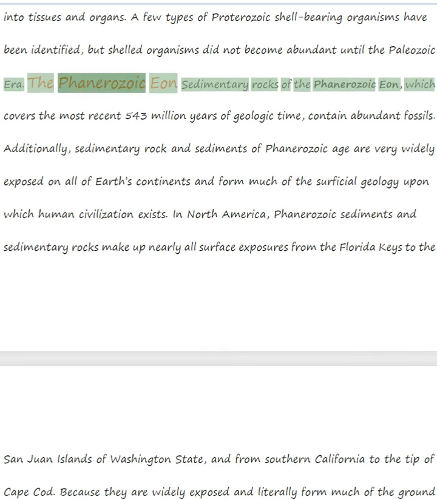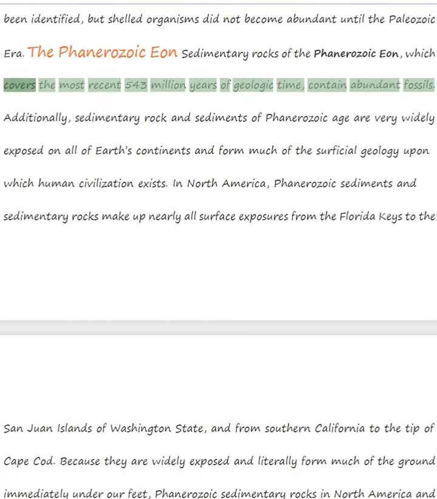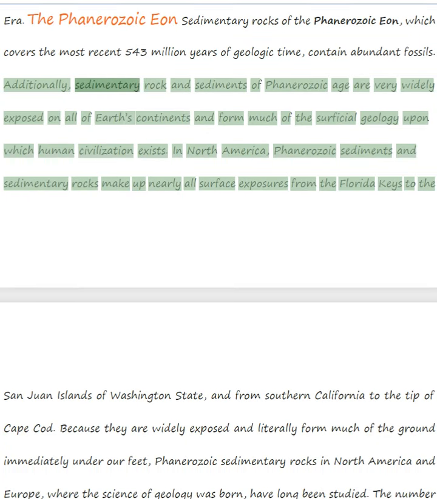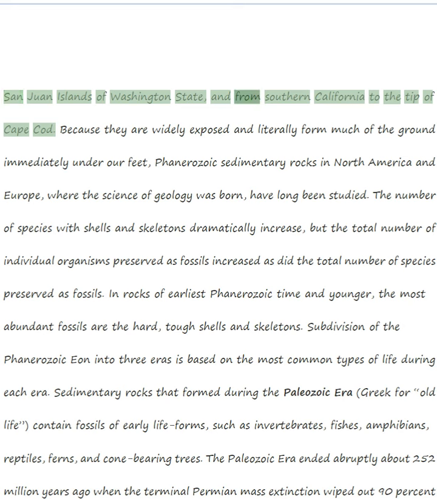The sedimentary rocks of the Phanerozoic eon, which covers the most recent 543 million years of geologic time, contain abundant fossils. Additionally, sedimentary rock and sediments of Phanerozoic age are very widely exposed on all of Earth's continents and form much of the superficial geology upon which human civilization exists. In North America, Phanerozoic sediments and sedimentary rocks make up nearly all surface exposures from the Florida Keys to the San Juan Islands of Washington State, and from Southern California to the tip of Cape Cod.